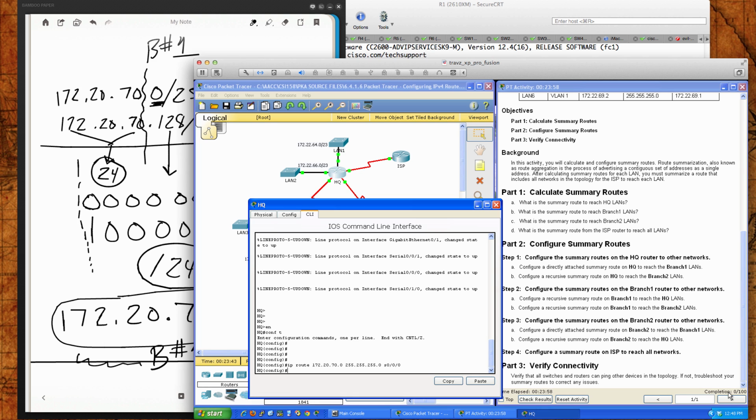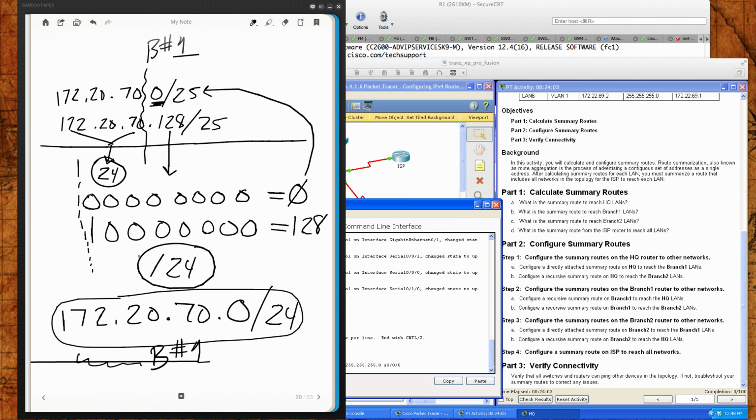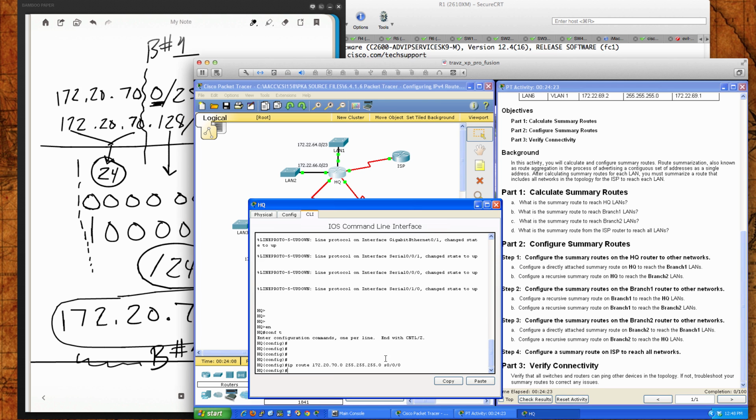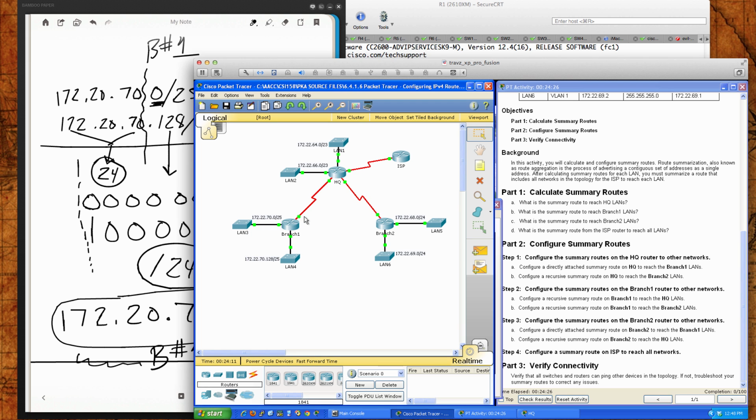All right, and our completion percentage did not increment, so let's take a look and see why. Let's come back over here and look at the summary that we did for branch 1. And we had everything correct here. So we've got the 24 bits, so it's going to be a /24, and it'll be 172.20.70.0/24, and we created it as directly connected. So let's go ahead and make sure that it's not asking for the network that runs between these two routers, and it shouldn't be asking for that, but let's make sure it's not.